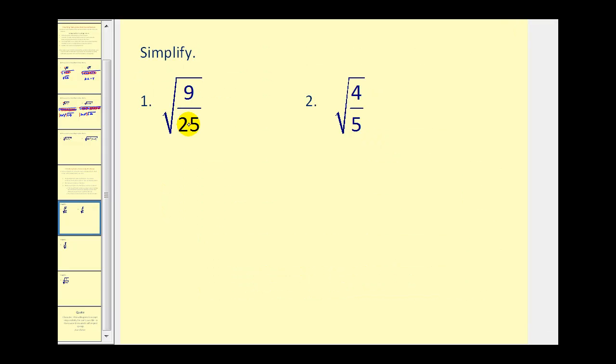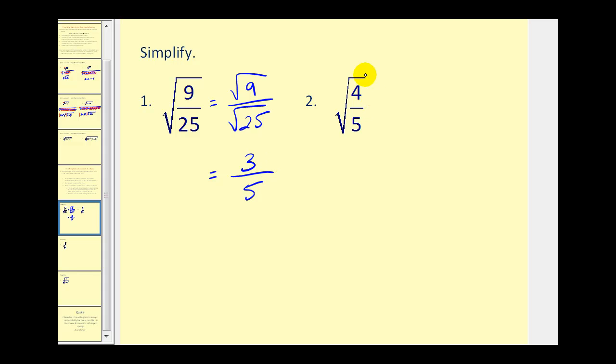For number 1, we're not allowed to have this fraction underneath this square root. Well, we can rewrite this as the square root of 9 over the square root of 25, but now we're not allowed to have the square root of 25 in the denominator. But luckily, the square root of 25 simplifies perfectly to 5, and our numerator would be 3. So we're okay on this one.